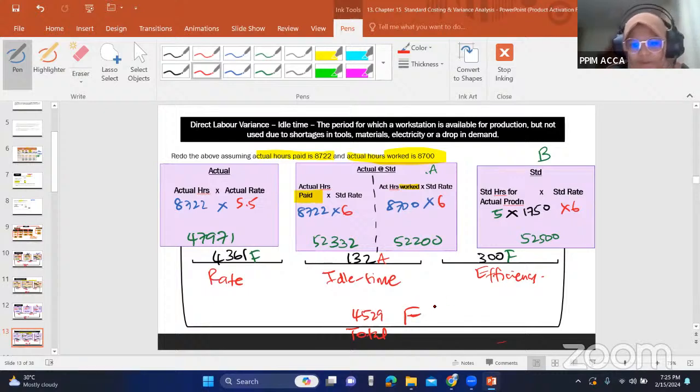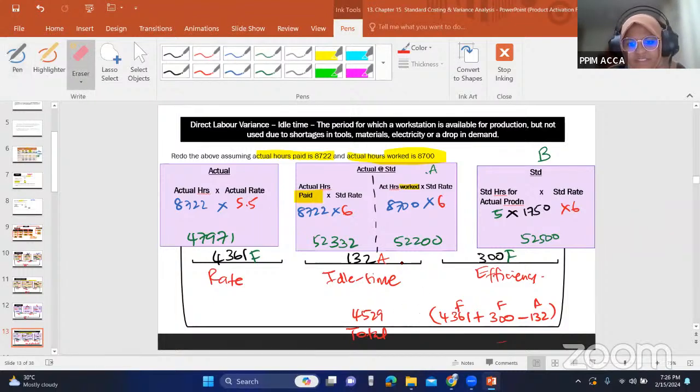Okay. So I'll just show how it was done. It was 4,361 plus 300 minus 132 because these two were favorable and this one was adverse. Okay. This is how you would do it if there was idle time involved. You can take it down.